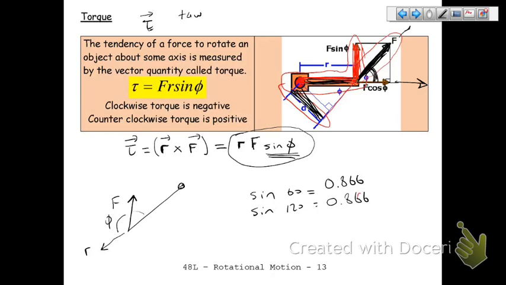So if the vector torque is upward, the thing's going to turn that way. If the vector force is in that direction, the thing is going to want to turn that way. If the vector torque is down, the thing is going to want to turn in that direction.